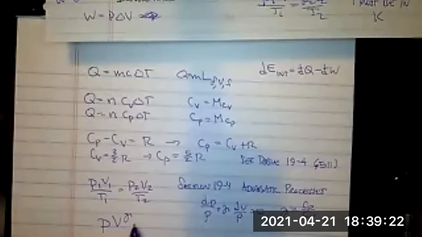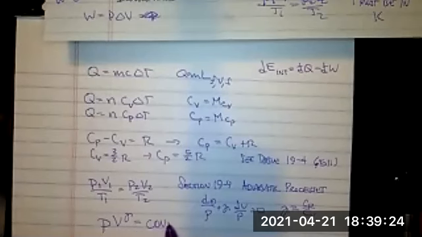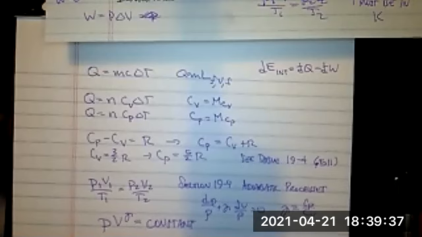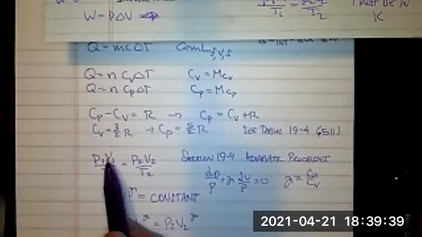when you do that, then lo and behold, there's a new equation that comes into play, and that is pressure times volume to the gamma power is equal to a constant. So you can say P1 V1 to the gamma power is equal to P2 V2 to the gamma power. That's a whole different equation than P1 V1 equals P2 V2.